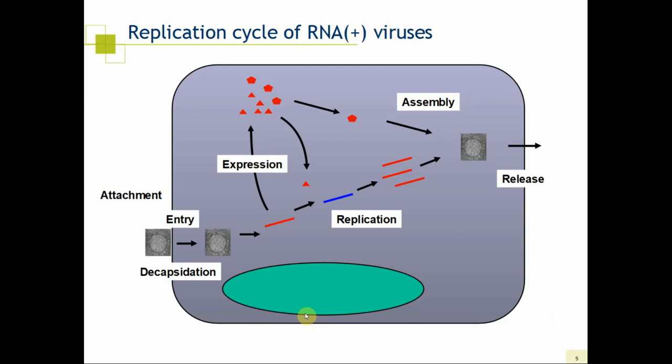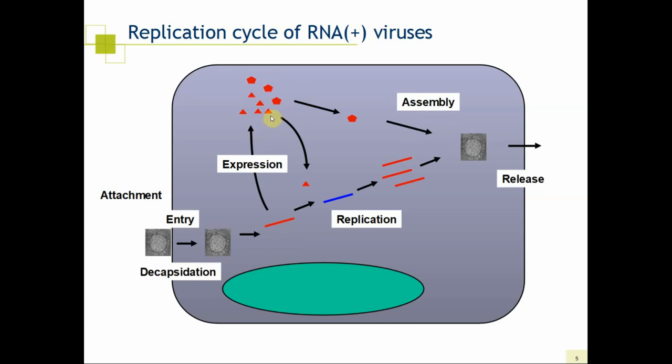Once this virus infects cells, it's going to start a typical replication cycle of an RNA plus strand virus. Just like for any virus, the replication cycle starts with attachment to a host cell, then entry and release of the genome by decapsidation. Now, since the genome is plus strand RNA, it looks like a messenger RNA, right? So the genomic RNA can be directly translated by host cell ribosomes. So you directly get expression of some viral proteins.